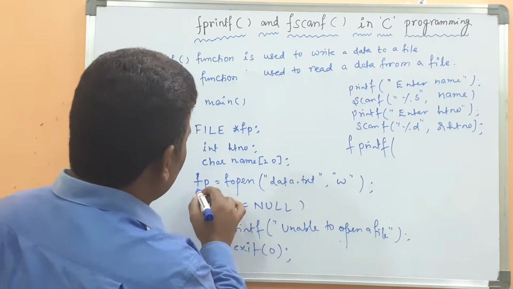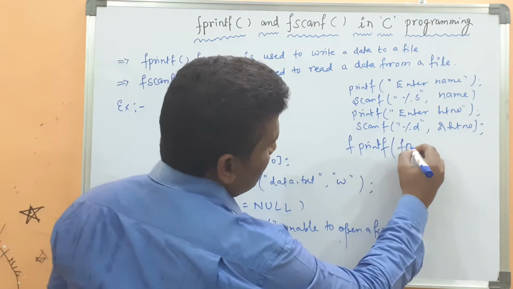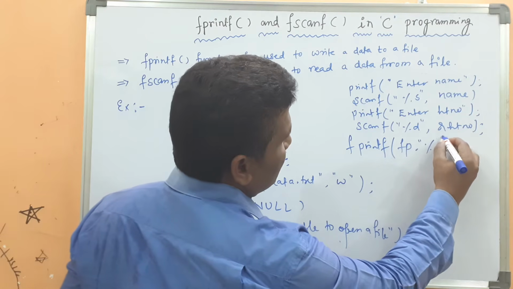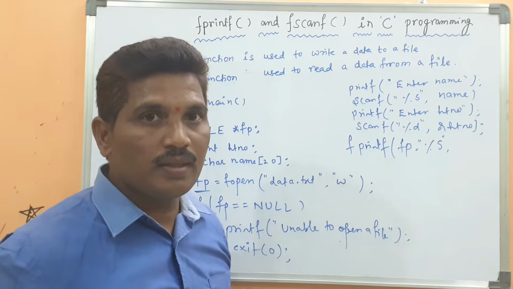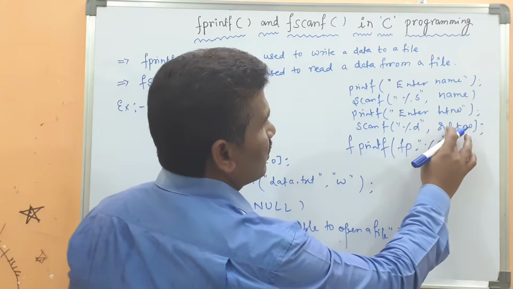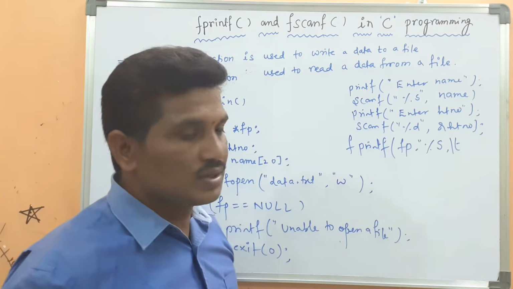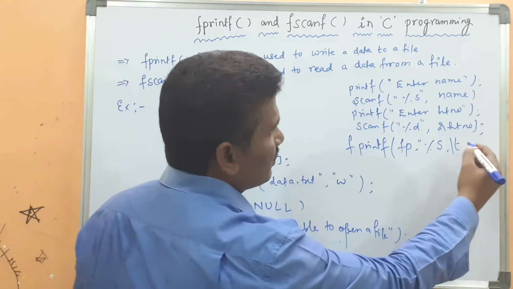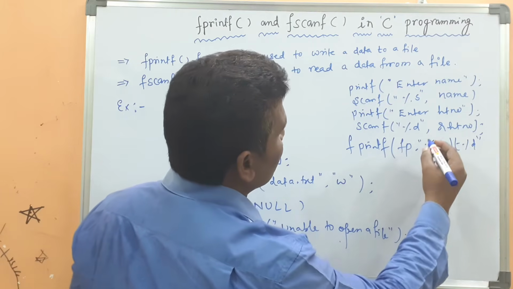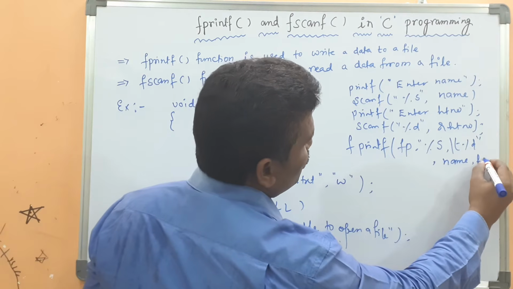then the file pointer is what? fp. As per the syntax, first you want %s, then I want to use a tab, then %d, comma. The first one is what? Name, then article number. Both should be written.